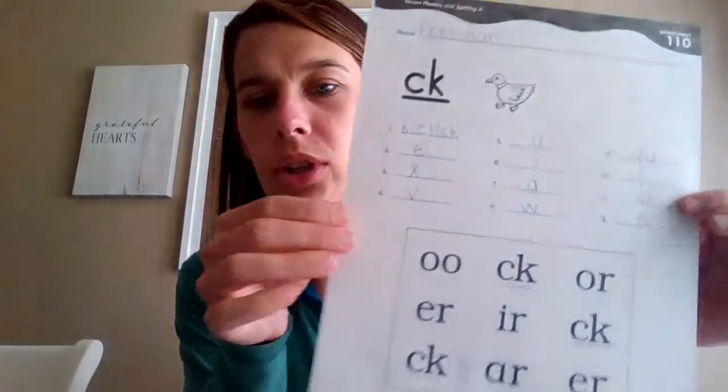Number 10, j. Number 11, o. And number 12, E. Inside the box, you're going to underline CK digraph. So, underline all the CKs you see, and your paper should look like this.